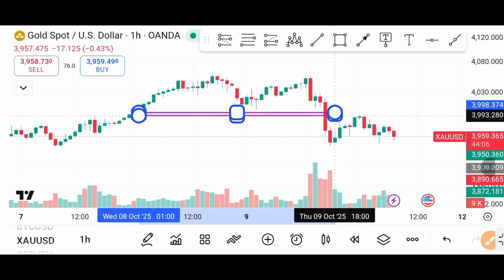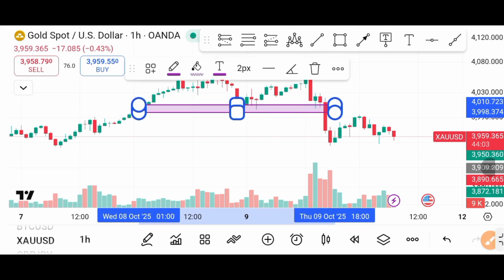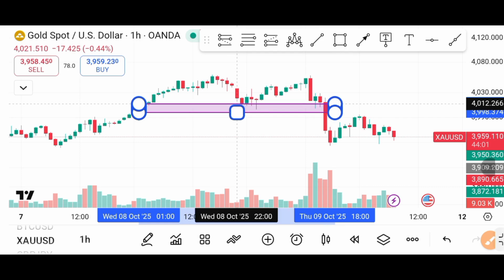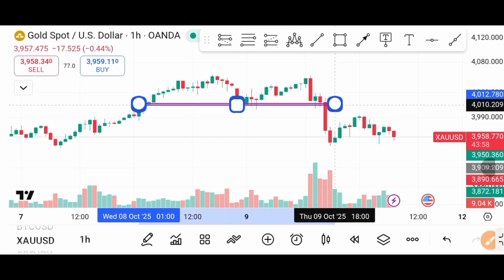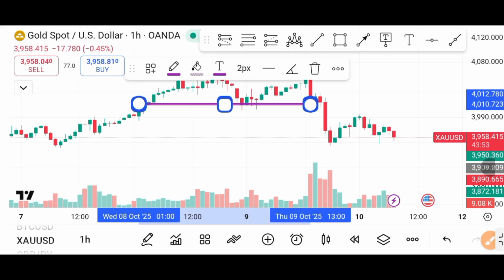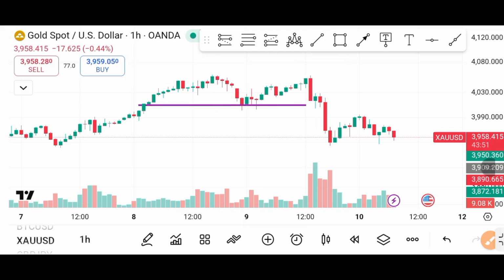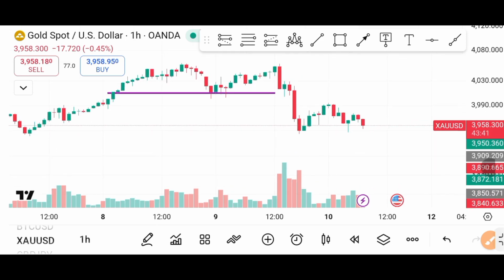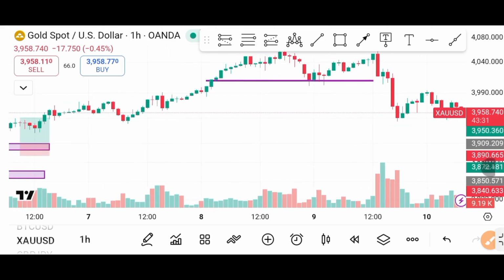Okay, so this is a change of character. Okay, this area, a change of character occurred here. Now, the other area we need to pay attention to is areas where we have break of structures, because with those break of structures we'll be able to determine if the market within the internal break of structures is still bullish or bearish. Now we have to determine those areas right away.